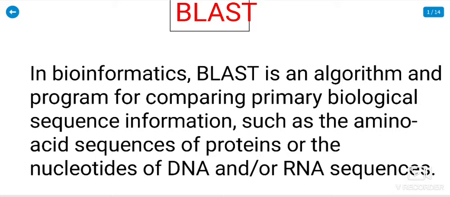Bioinformatics is the topic, and we are on the last unit. The tool is BLAST, Basic Local Alignment Search Tool. This is called BLAST. It is one of the tools used in bioinformatics.